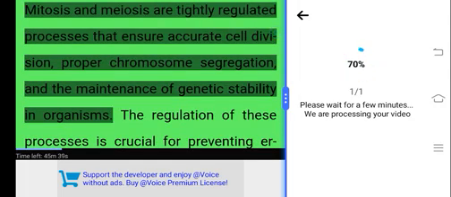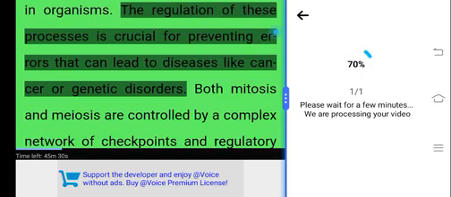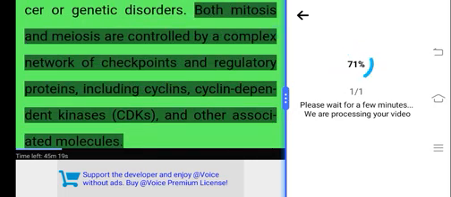Mitosis and meiosis are tightly regulated processes that ensure accurate cell division, proper chromosome segregation, and the maintenance of genetic stability in organisms. The regulation of these processes is crucial for preventing errors that can lead to diseases like cancer or genetic disorders. Both mitosis and meiosis are controlled by a complex network of checkpoints and regulatory proteins, including cyclins, cyclin-dependent kinases, CDKs, and other associated molecules.